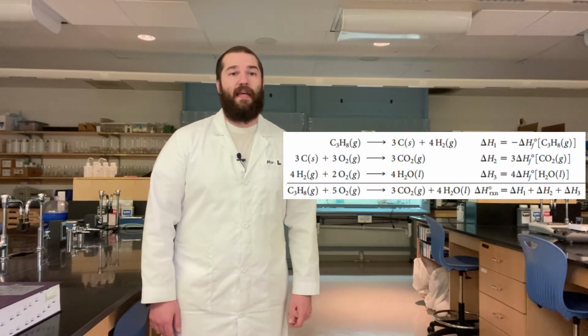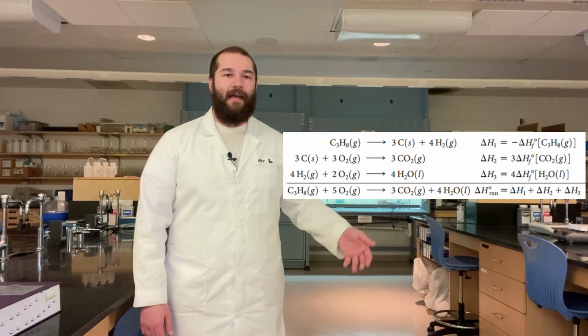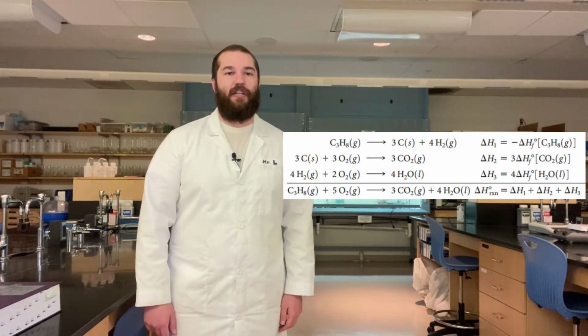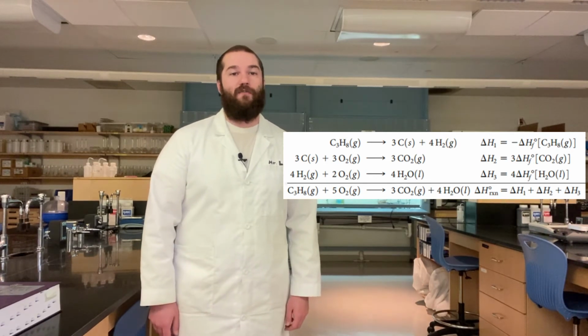So now let's look at an example of how we would use these enthalpy values in Hess's law. So if we were looking at something like the combustion of propane, we're going to take 1 mole of propane, combust it with 5 moles of oxygen gas, and we're going to yield 3 moles of carbon dioxide gas and 4 moles of liquid water.